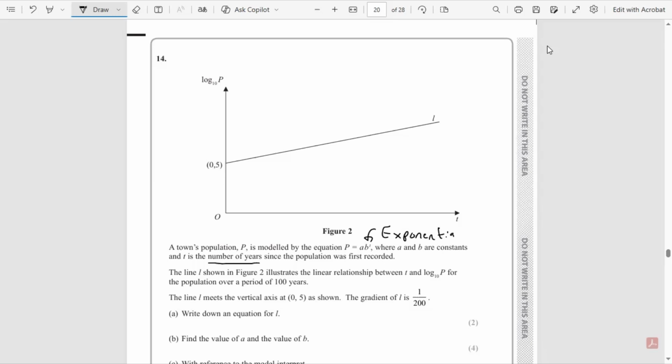That's an exponential model. So we've got the line L shown in figure 2, and this illustrates the linear relationship between time and log base 10 of the population for the population over a period of 100 years. So we've got that the line L meets the vertical y-axis at the point (0, 5) as shown on the diagram. The gradient is 1 over 200. Write down an equation for the line. Okay, so this is obviously a straight line. So this is going to be a y equals mx plus c graph, of course.